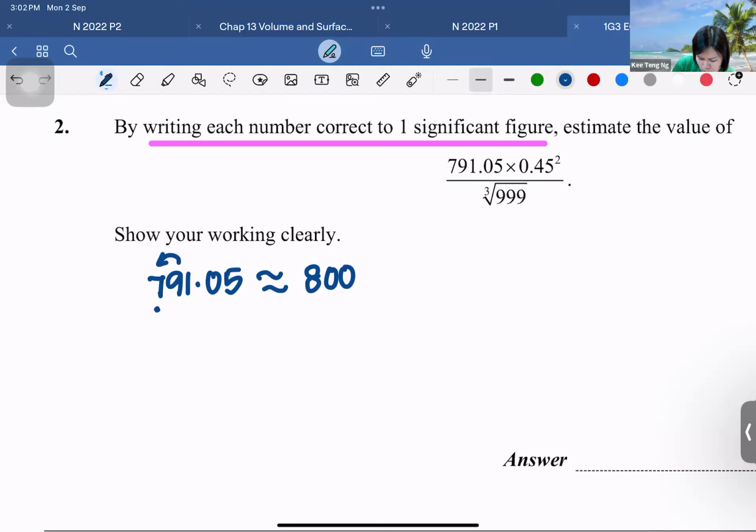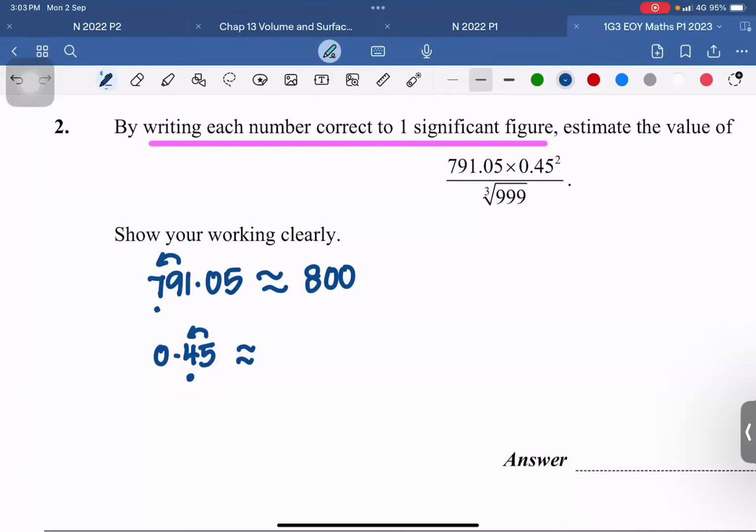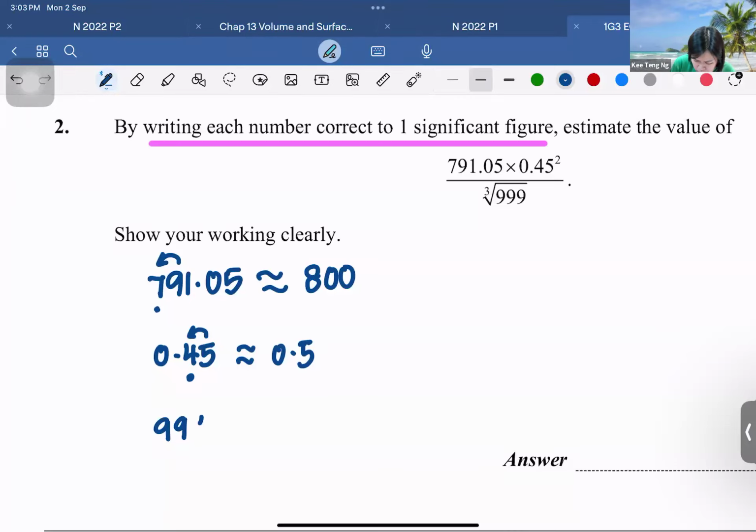Next up, I need you all to help me give me answers. Look at the number 0.45. Can you tell me what is the one significant figure? The first non-zero number is here. What do I get? 0.5. Thank you. Then last but not least, the number 999, 1 sig fig, round up. What does it become? 1,000. Thank you very much. Not 10, because it's 999. So it's 1,000. Then I use these numbers to show my working very clearly.